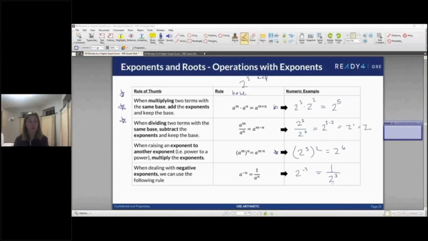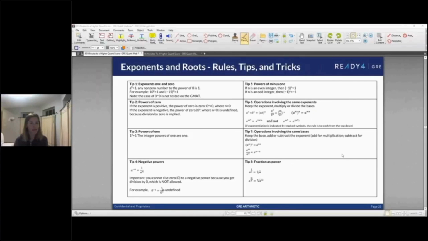This slide is really important. Pretty painless, actually, in the scheme of things, okay? But again, these only work for numbers that have the same base. All about that base. This is a slide that has pretty much all the same information plus a few more things.